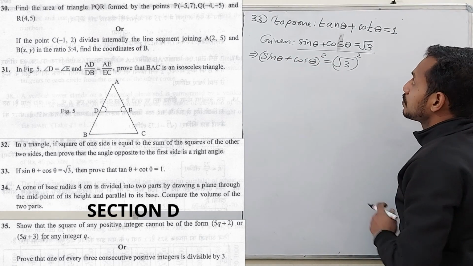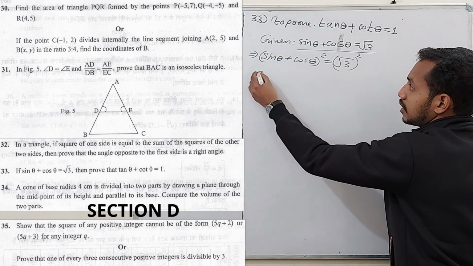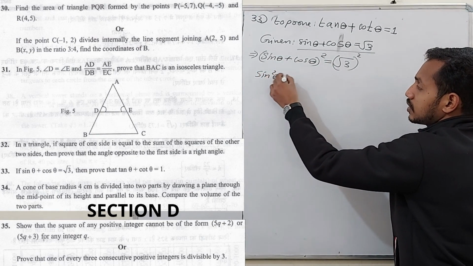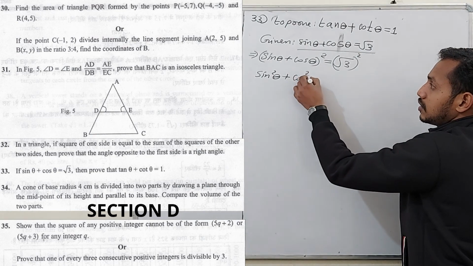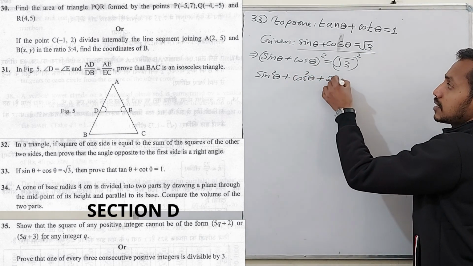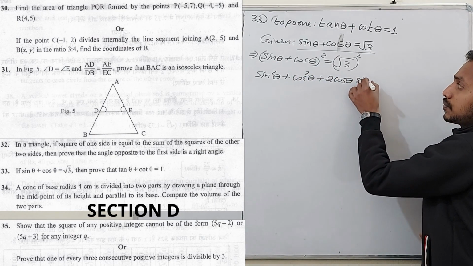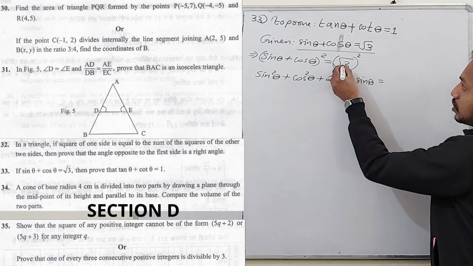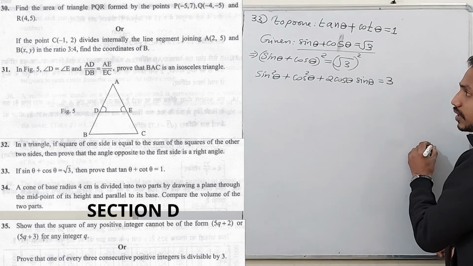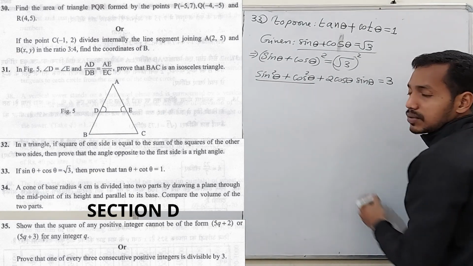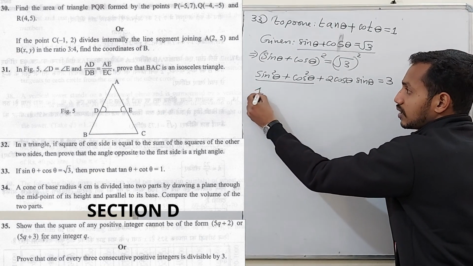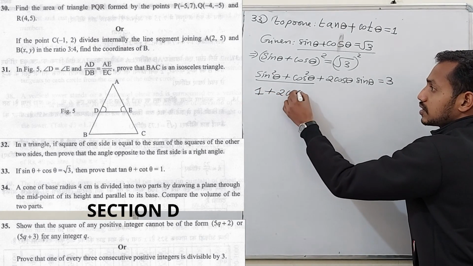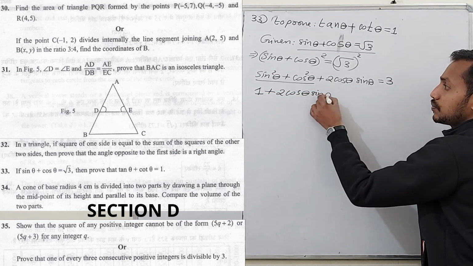What will we get here? Sin square theta plus cos square theta plus 2 cos theta sin theta. On the right side, root 3 whole square is 3. Now what is sin square theta plus cos square theta? It is equal to 1. So 1 plus 2 cos theta sin theta is equal to 3.